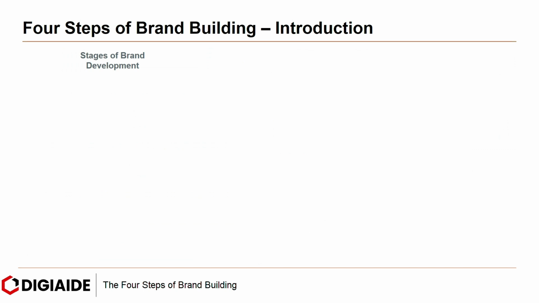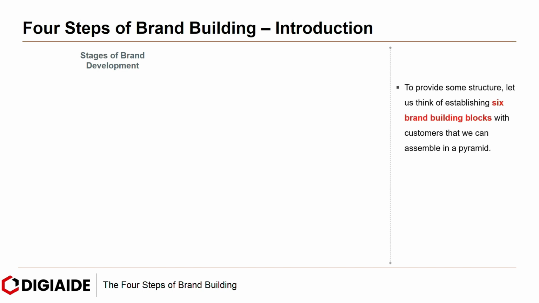Moving forward, the stages of brand development. As mentioned earlier, to provide some structure, let us think of establishing 6 brand building blocks with customers that we can assemble in a pyramid. Most strong brands are built by going up both the sides of the pyramid. Now this model, originally called 4 steps of brand building, includes 4 stages, and corresponding to the 4 stages there are certain blocks which finally make it 6 blocks. So every question has certain blocks in front of it.